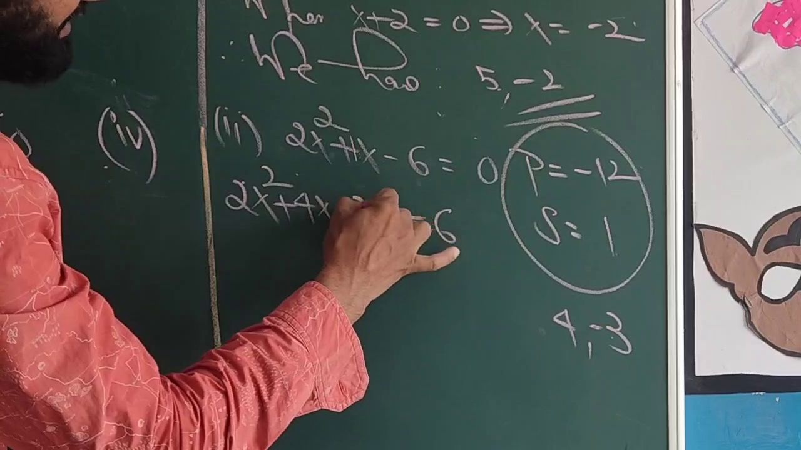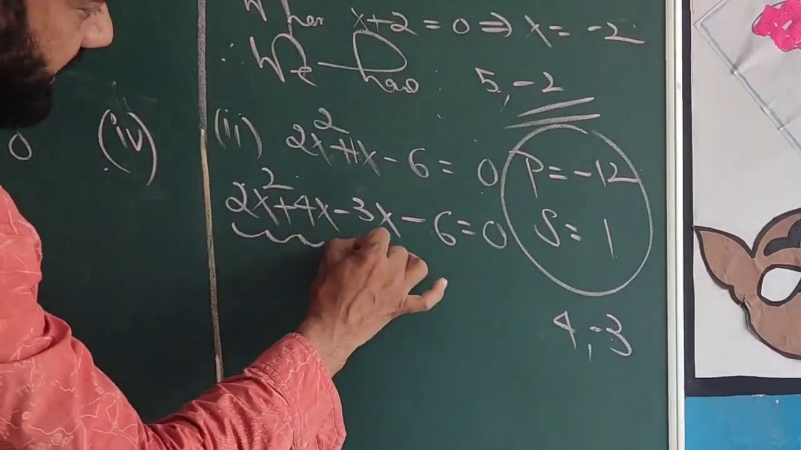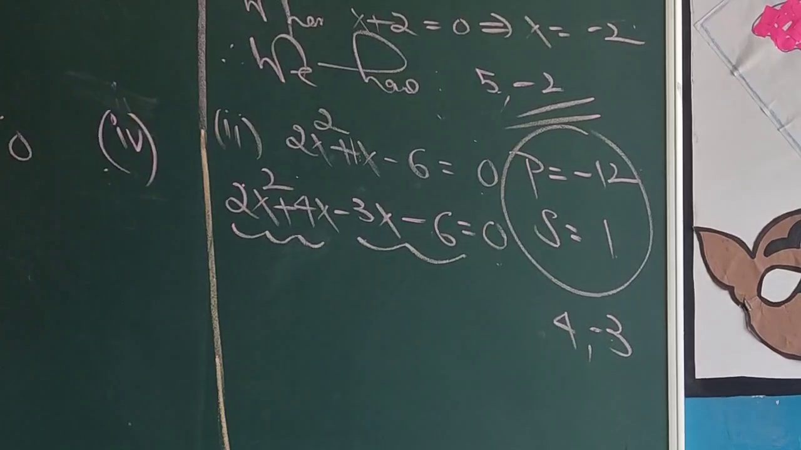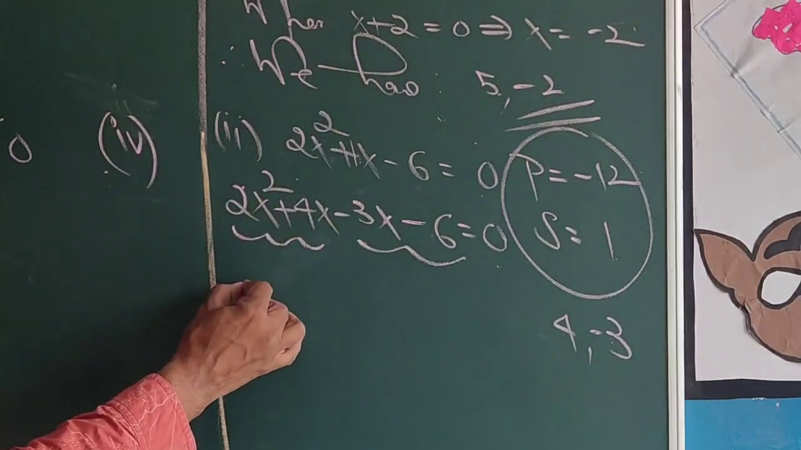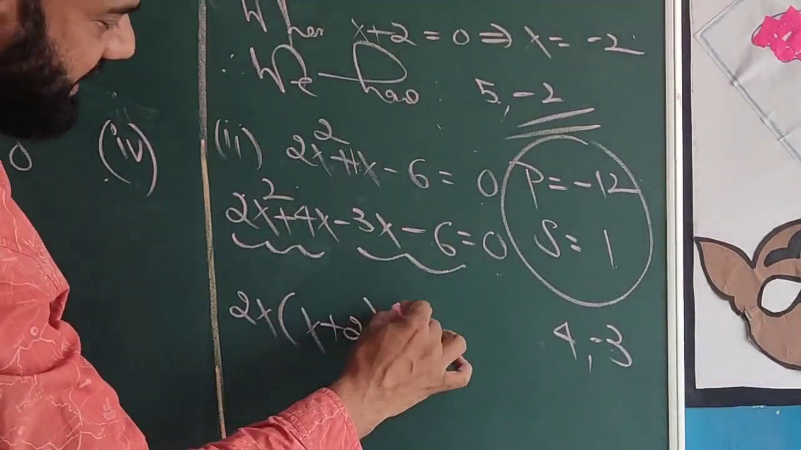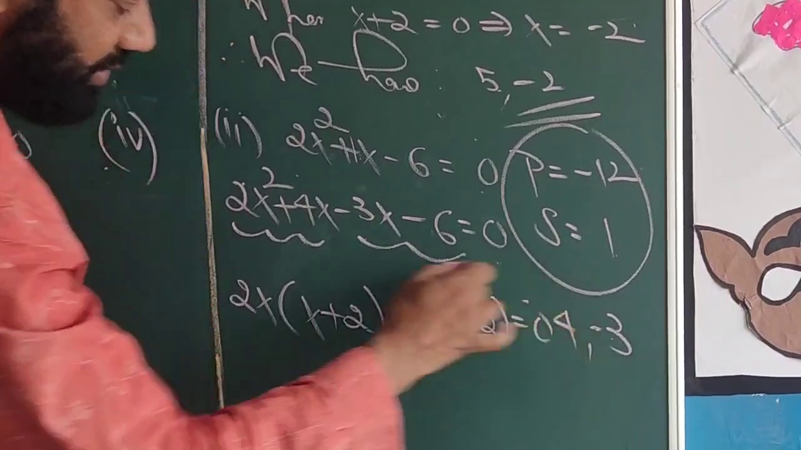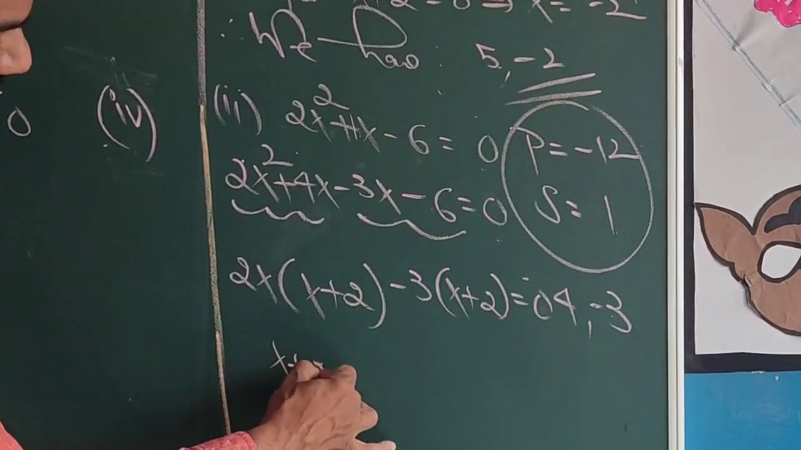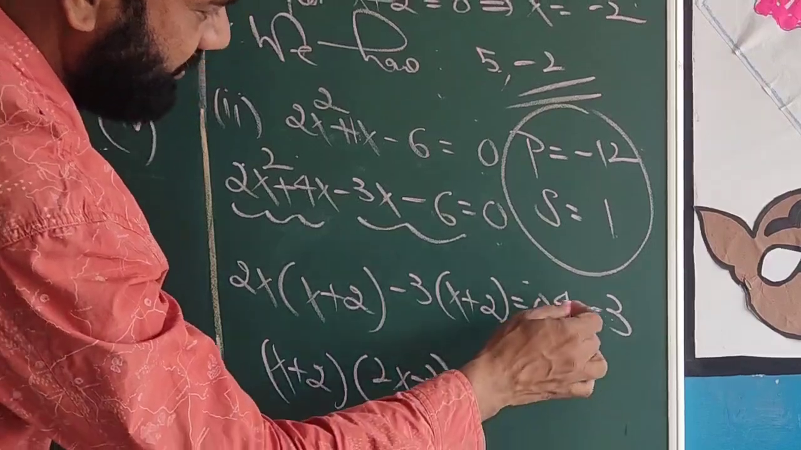So this is 2x square plus 4x minus 3x minus 6 equal to 0. Now take common from the first two terms as well as the last two terms. From the first two terms we see the common is 2x, so 2x times x plus 2, and next common is minus 3, times x plus 2, is equal to 0. Therefore x plus 2 and 2x minus 3 is equal to 0.